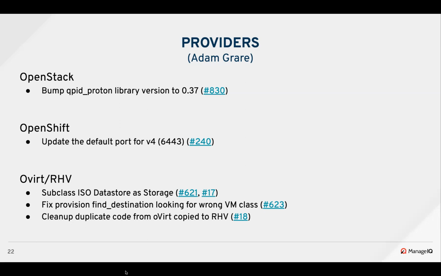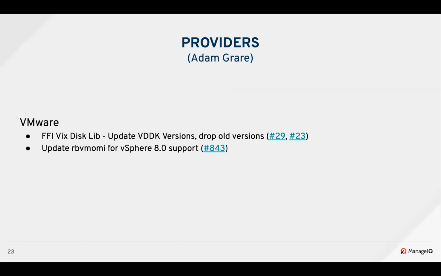We fixed a bug in provisioning after the oVirt RHV split, where find destination for the VM after it was cloned was looking for the wrong class. So for oVirt, it was looking for the RHV class and wasn't finding it. So provisions were failing. So we changed that to look for the proper class name. And we also cleaned up a bunch of duplicate code that was copied as part of the oVirt RHV split. We were erring on the side of caution of not breaking anything, but wanted to clean things up to remove some duplication. Next slide.